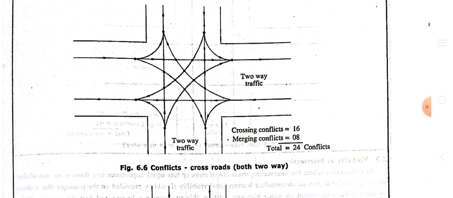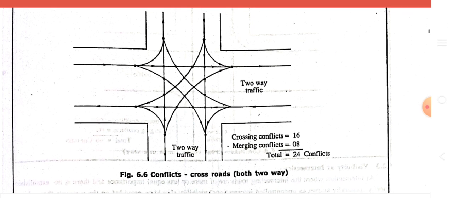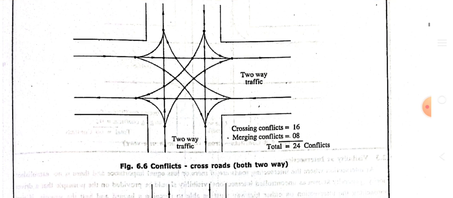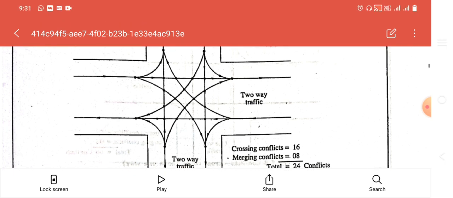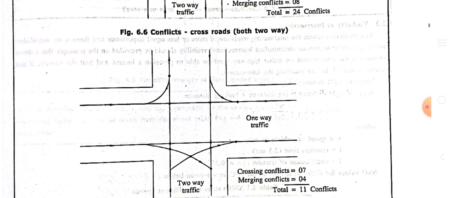So here, see this figure, conflicts at a crossroad in both ways. The intersecting point is a conflict point at which two vehicles conflict with each other. Here the total cross conflict is 16 plus 8 merging conflict. So a total of 24 conflict points in a crossroad.